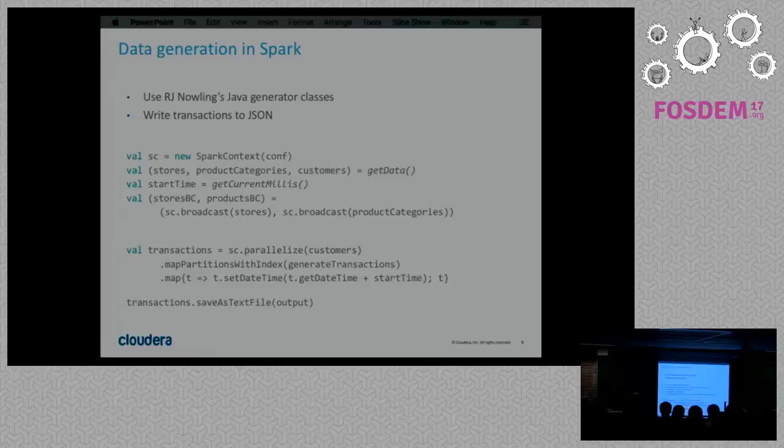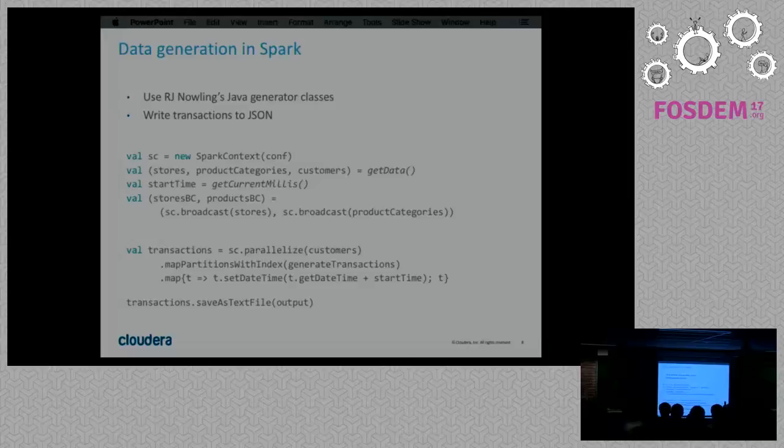But that's also an alternative. If you have just a smaller data set that you would like to propagate to all of your nodes, and for example, the stores is going to be such a data set in our example, you can use Spark's broadcast variable to achieve such a thing.